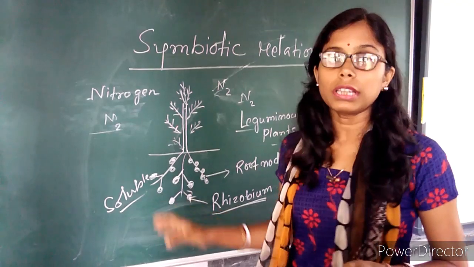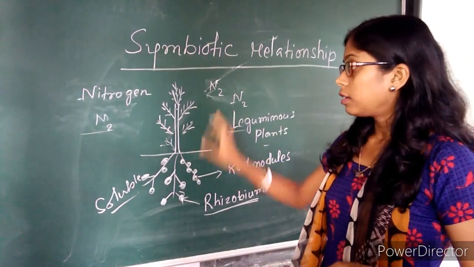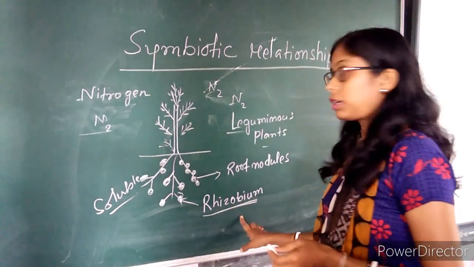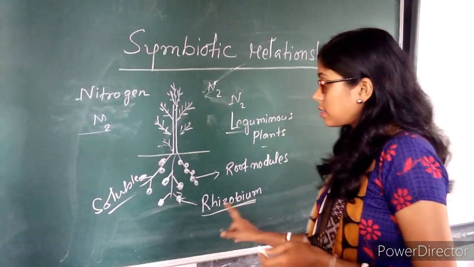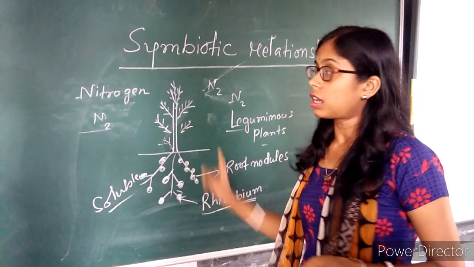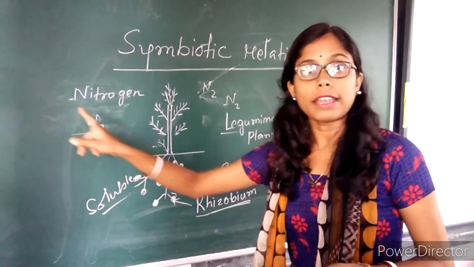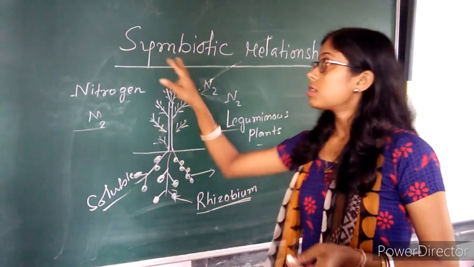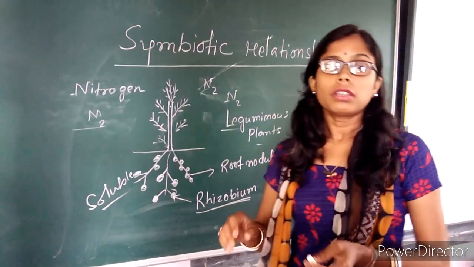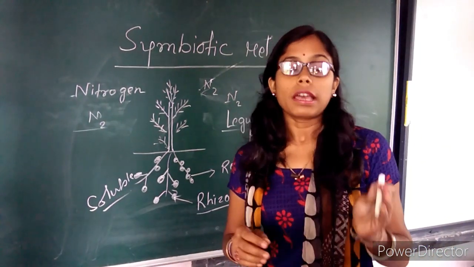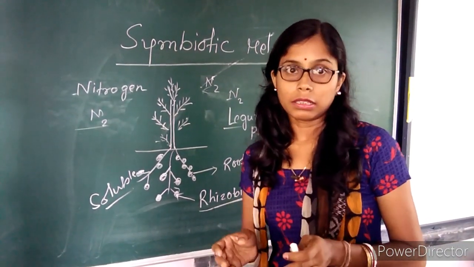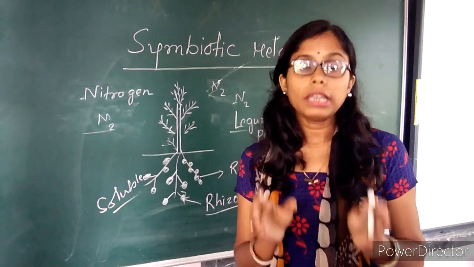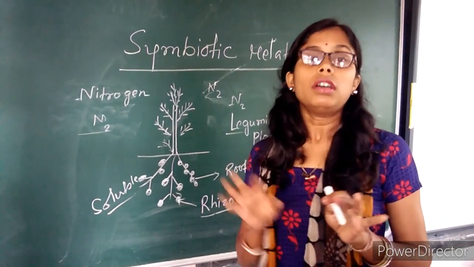Now here, how is the relationship? The plant provides shelter to the bacteria. As a result, rhizobium bacteria convert the atmospheric nitrogen into soluble form. This is called the symbiotic relationship. Now one more example is lichen and algae. Both of them are equally benefited from the relationship.